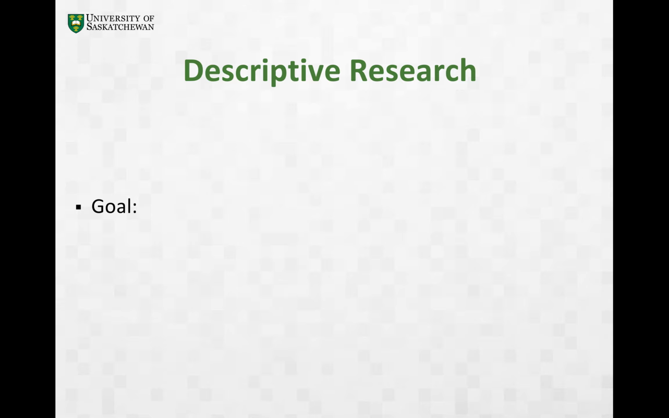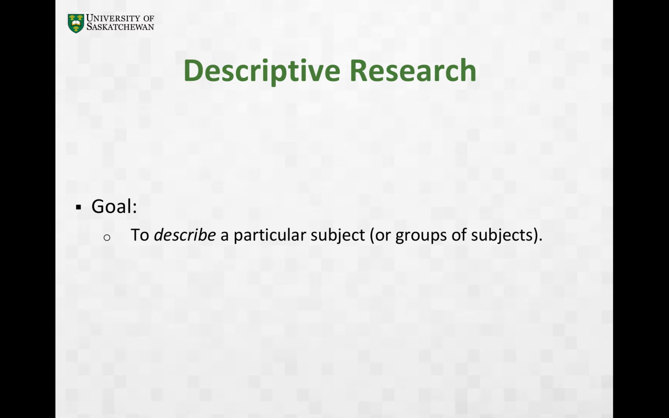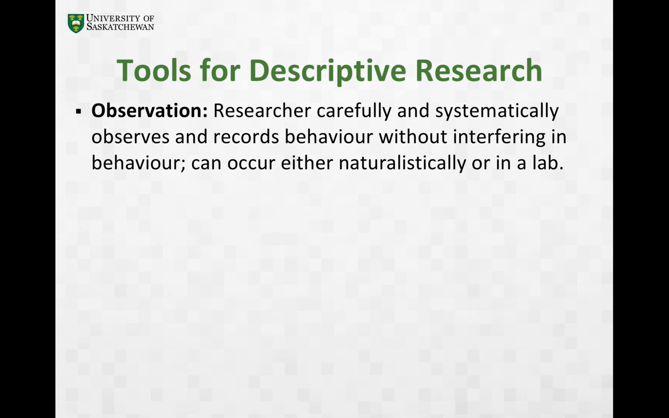So what's the goal behind descriptive research? Well, just like the title suggests, the goal is to describe a particular subject or groups of subjects. And so descriptive research, because of this, doesn't speak to causality. It can't say that A causes B. It's only saying this is the group that I'm describing and this is what this group or this person or this construct looks like. And this makes sense because if you look at the tools for descriptive research, you'd see that none of them can really talk about causality.